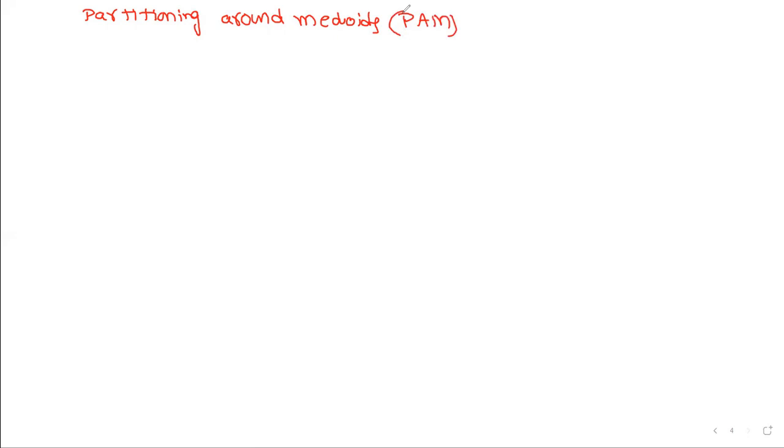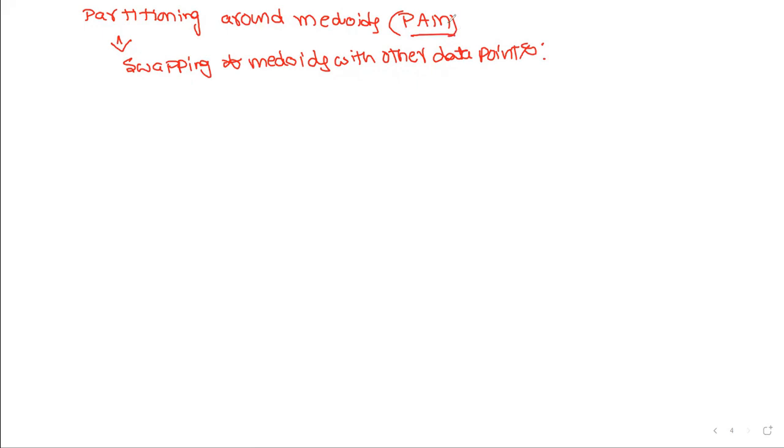This is an algorithm. So what does this algorithm do? Simply, this algorithm improves the performance of clustering locally. The main point is that it performs swapping of medoids with other data points. That means the medoid is not fixed. This PAM algorithm improves the performance by swapping the medoids and other data points. Both are swapped.